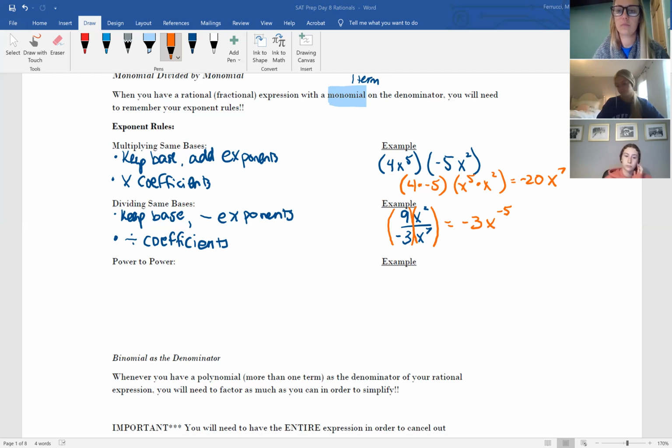So this is kind of a review of negative exponents. Does anybody know what a negative exponent does? Or what it means? Okay, so if you have a negative exponent, it just means that to make it positive, you have to change its location.